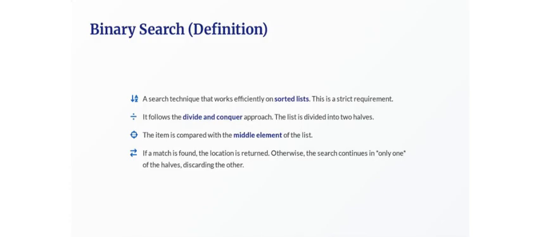Next we can see binary search, which is an example of interval search. Binary search is a search technique that works effectively on a sorted list, and we know linear search works on an unsorted list. It follows the divide and conquer approach. The item is compared with the middle element of the list. If a match is found, the location is returned. Otherwise the search continues in only one half and discards the other. So we can see how it is going to work.